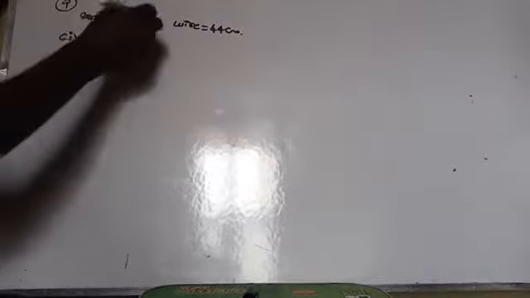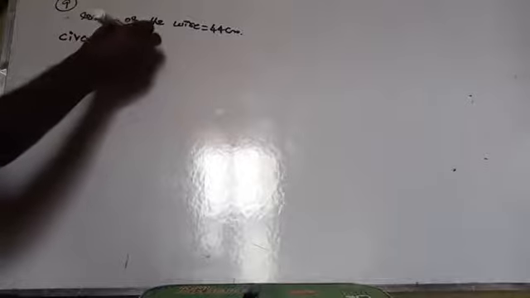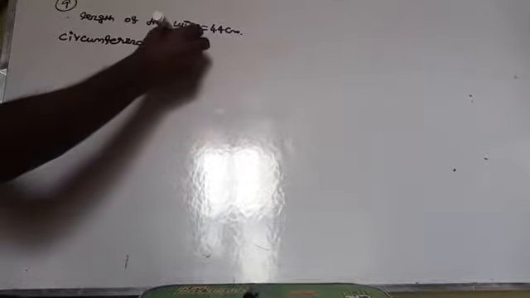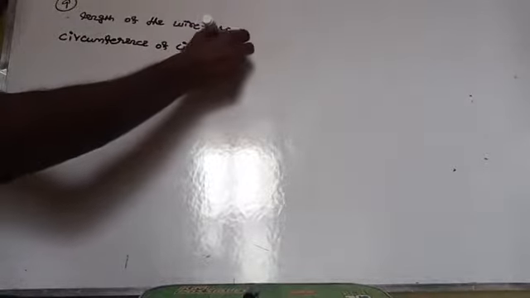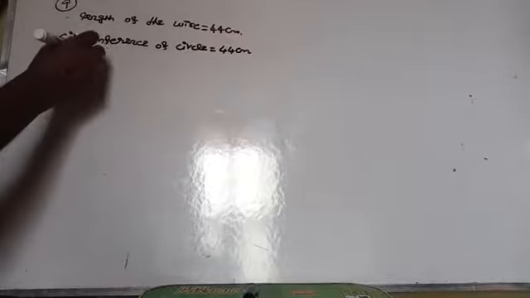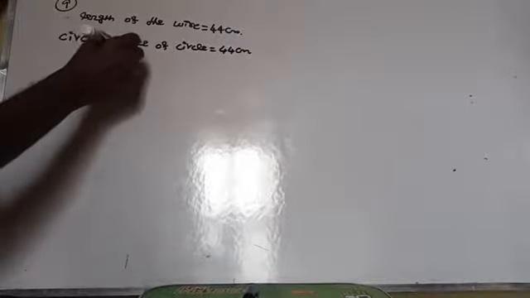Length of the wire is what? 44 cm. What is he doing? He bent it into the shape of a circle. Find the radius of that circle. So the circumference of the circle is given as 44 cm. So the circumference of the circle is nothing but 2 pi r, which is equal to 44.